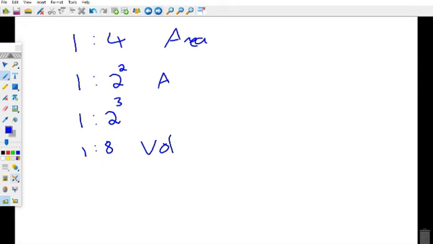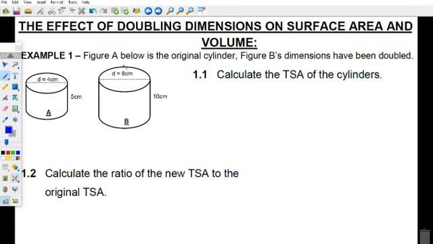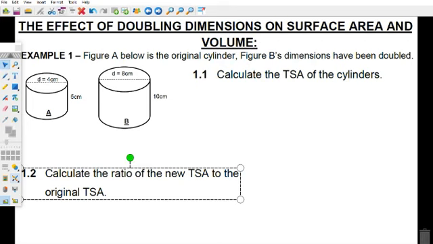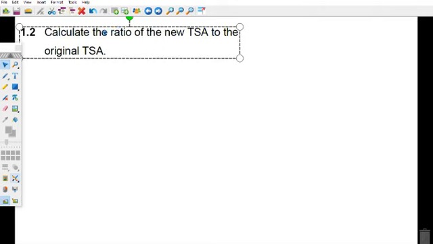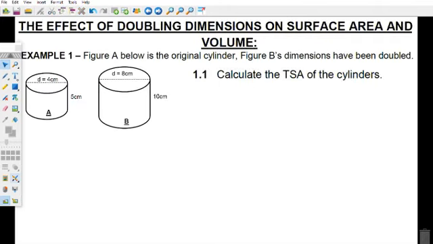So let's have a look at this. Figure A is the original cylinder. Figure B has its dimensions doubled. Calculate the TSA of the cylinders. I'm just going to cut this quickly and move it there. Let's look at A first. We're going to find the total surface area.